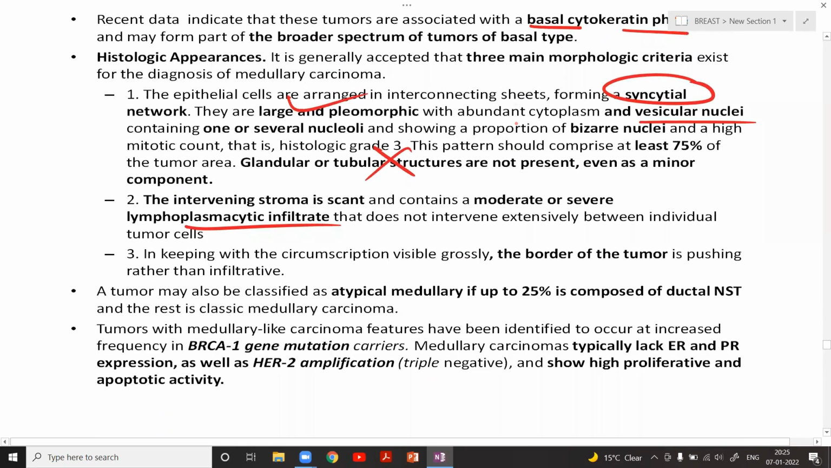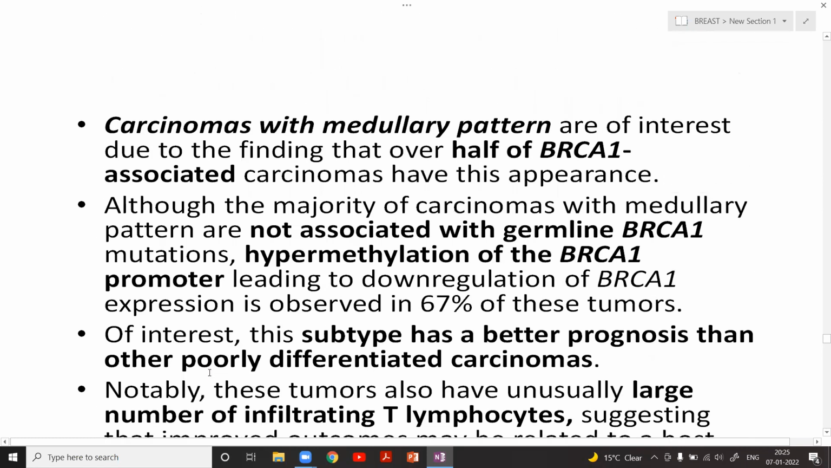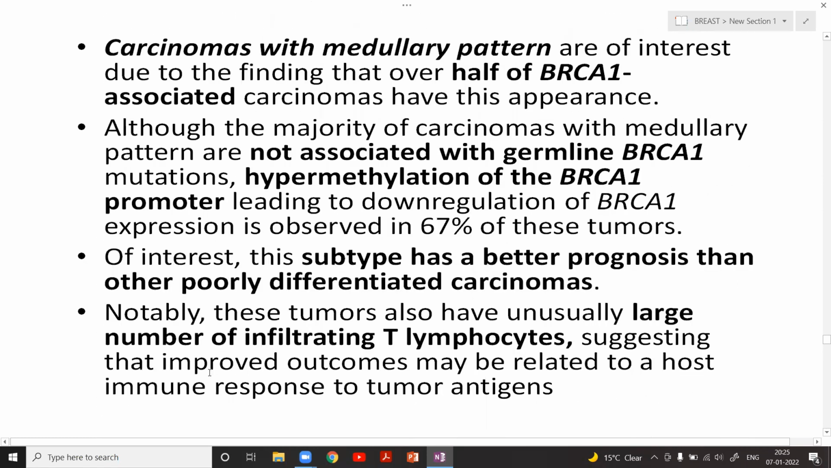A very important thing with regard to medullary carcinoma is that they typically lack ER, PR and HER2. They're triple negative, and they show very high proliferative and apoptotic activity. And very important, such tumors with medullary-like features show BRCA1 gene mutation. So they are associated with BRCA1 mutation. So what is that? Let us see.